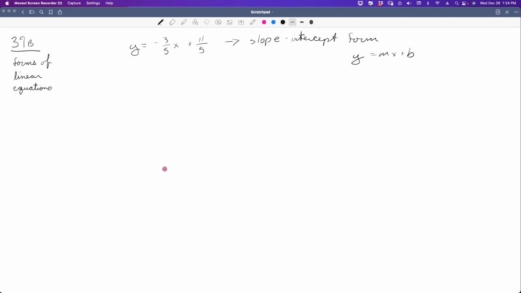Welcome to 39B. We're going to talk about forms of linear equations. One of the forms that we use all the time is the slope-intercept form, and it helps us identify how to draw the line when we graph it.